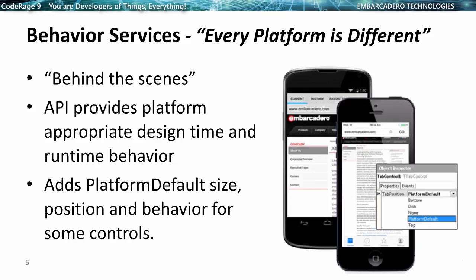Behavior services is based on the idea that every platform is different and has different behaviors. So behavior services mostly runs behind the scenes, and it provides a way for your app and your user interface to adapt and know what the behavior should be like on the platform it's on, based on screen orientation, screen size, OS, etc. One of the ways you're going to see this is there's a new platform default size, platform default position, and platform default behavior on some of the controls.